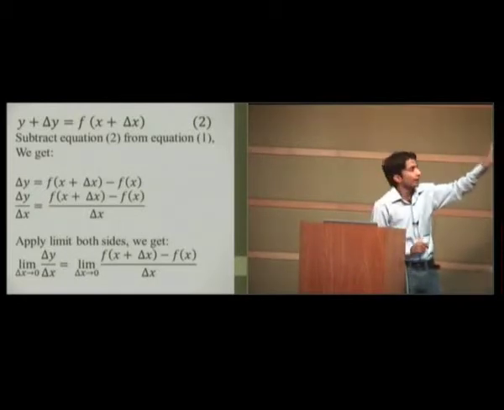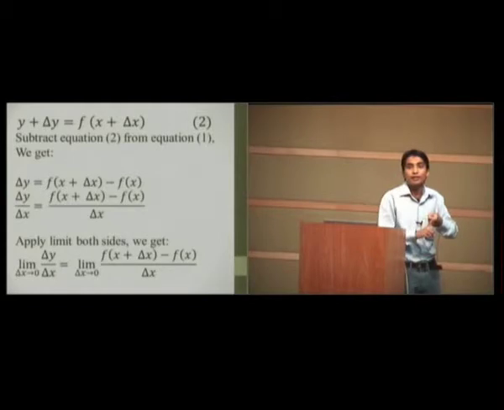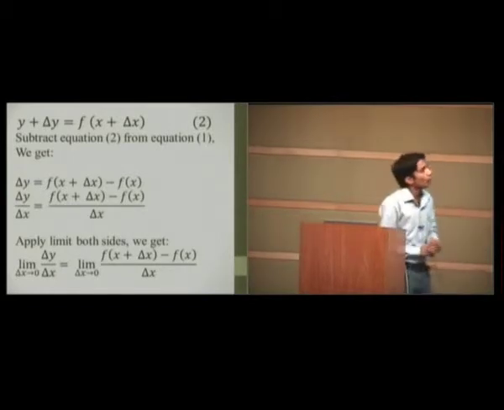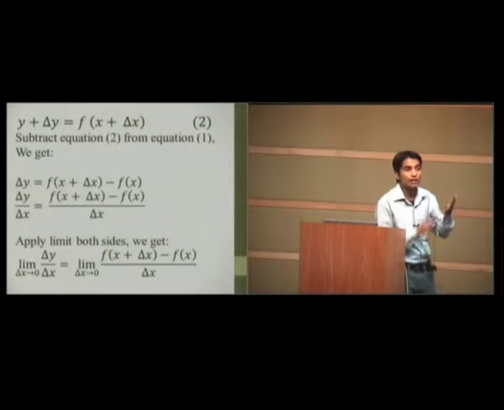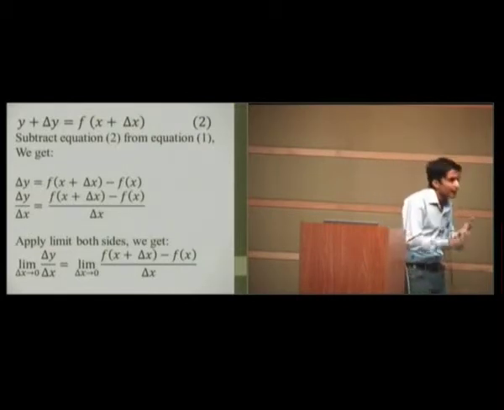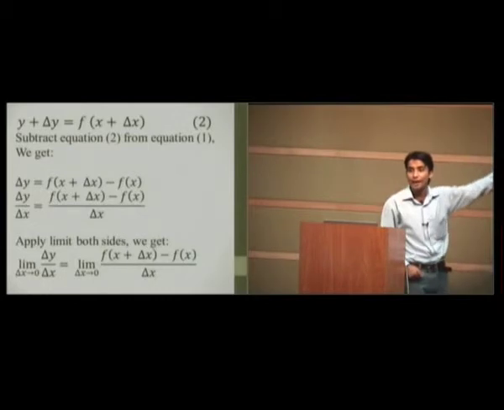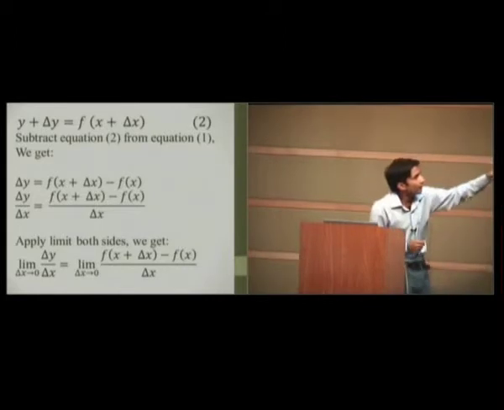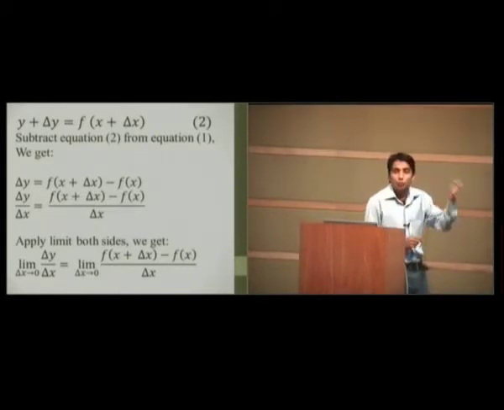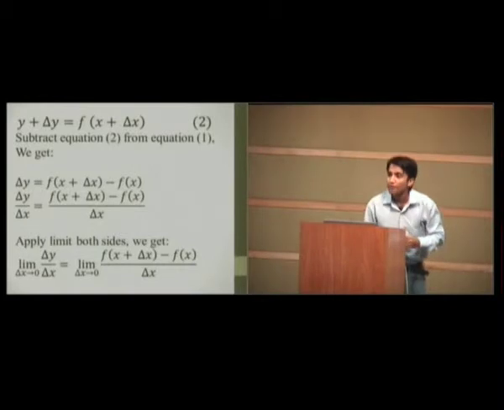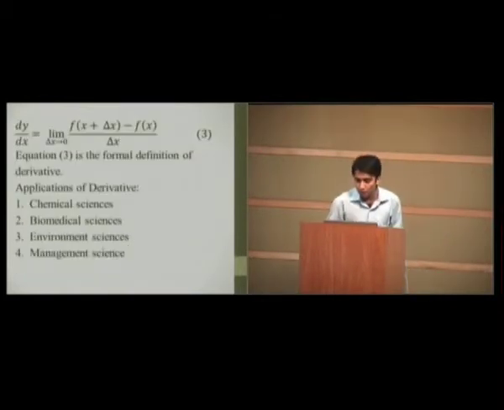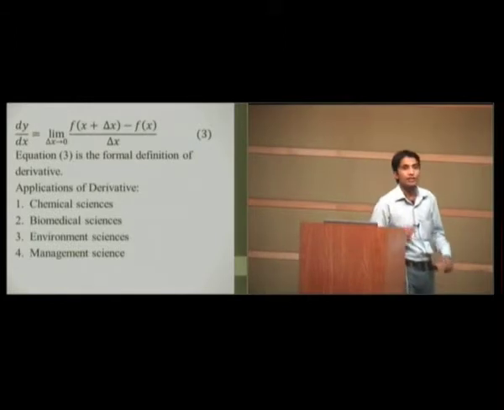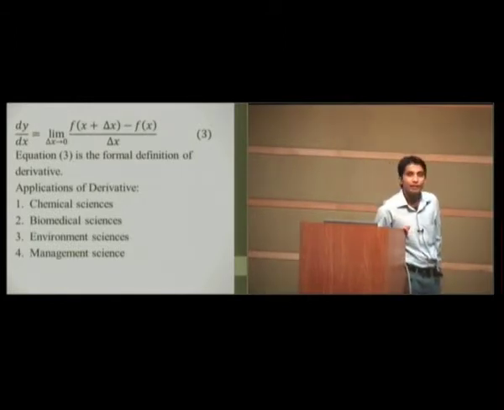What is delta y? Delta y is actually a change in the dependent variable y. But we have a definition: change of the dependent variable with respect to the independent variable. So this is the reason why I divide both sides by delta x, because delta x is independent. So we get another equation and apply the limit on both sides, delta x approaches 0. We get another equation, called equation 3, and equation 3 is well known as the formal definition of derivative.